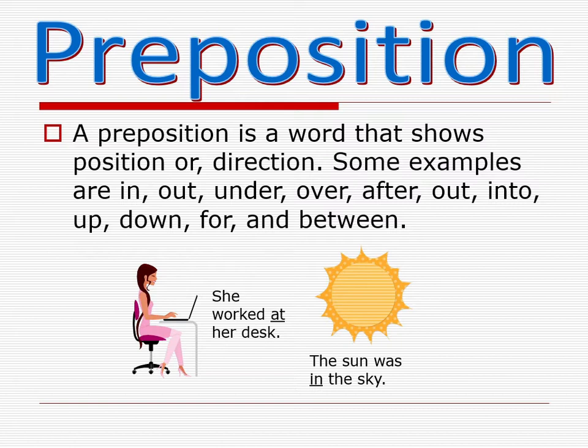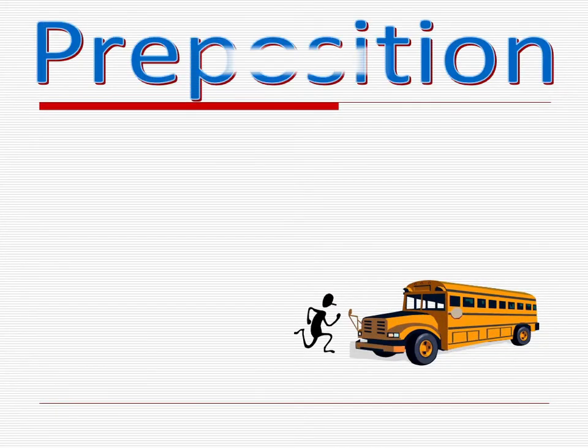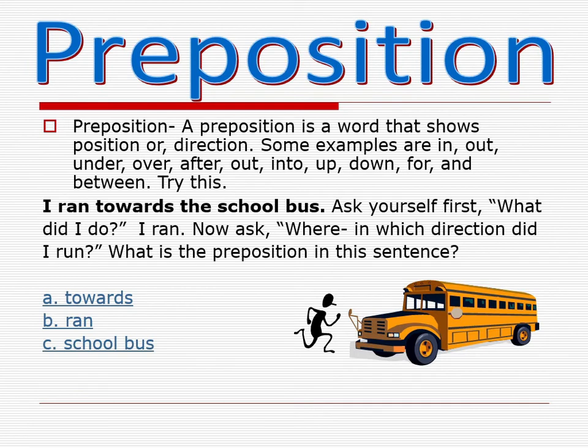The sun was in the sky. So where was the sun? The preposition is showing the direction or position. Just remember this: where is the sun? In the sky. So the word in is a preposition. I told you, a preposition is the word that shows a position or direction. Some examples are in, out, under, over, after, into, up, down, for, and between.